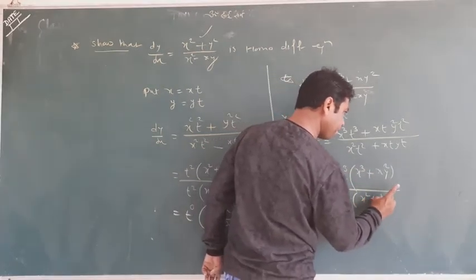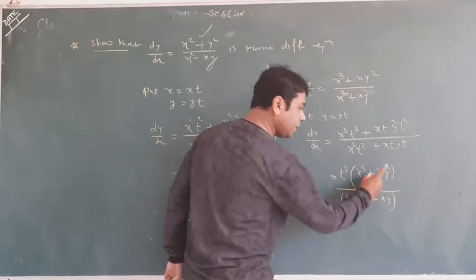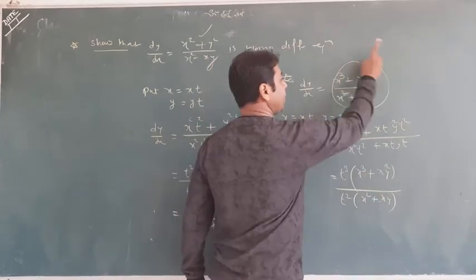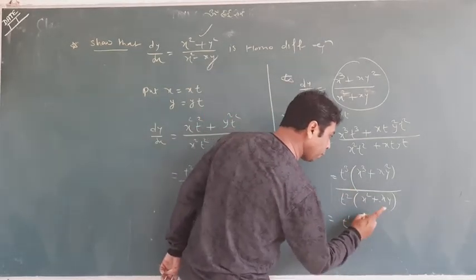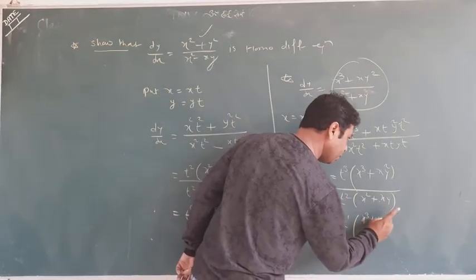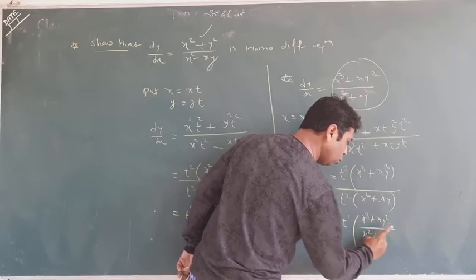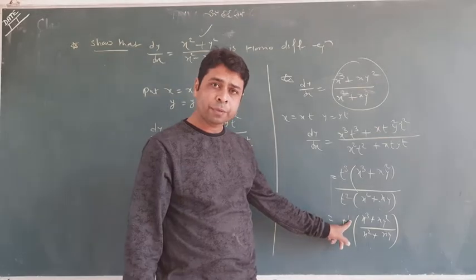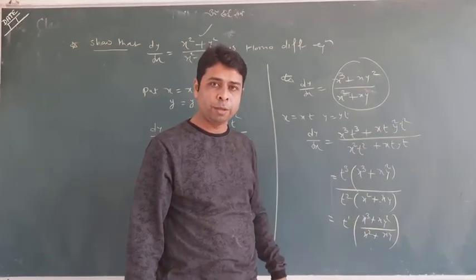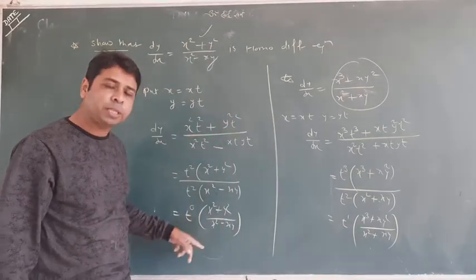Can you see? The function is the same, but t cube and t square will give t to the power 1. The whole conclusion is that if it is t to the power 1, it is not a homogeneous one. But if it is t to the power 0, it means it is homogeneous.